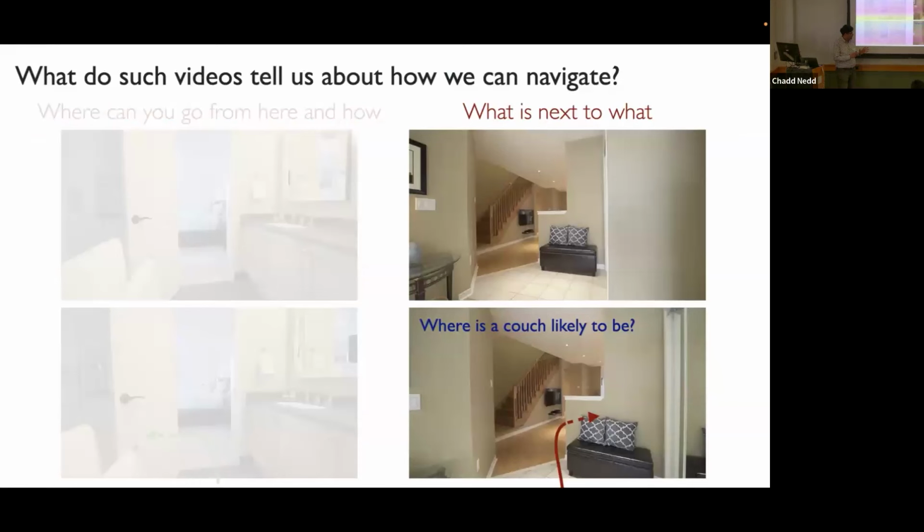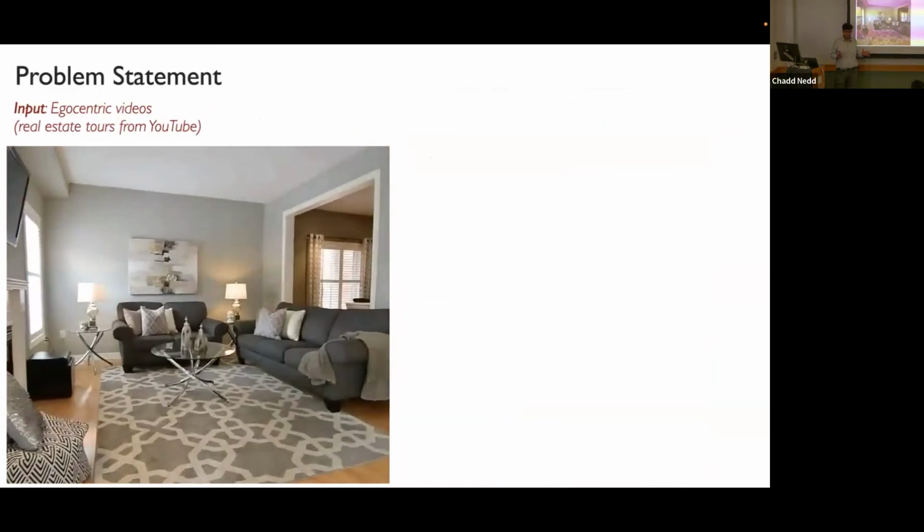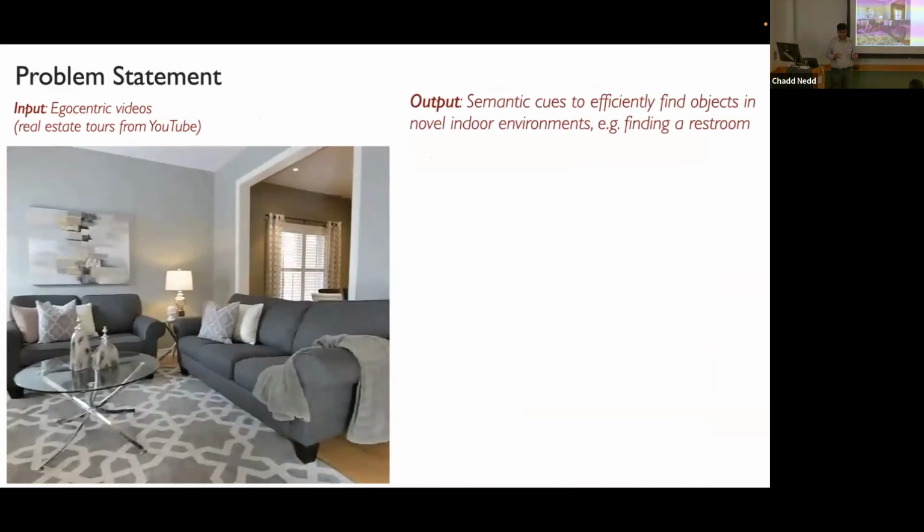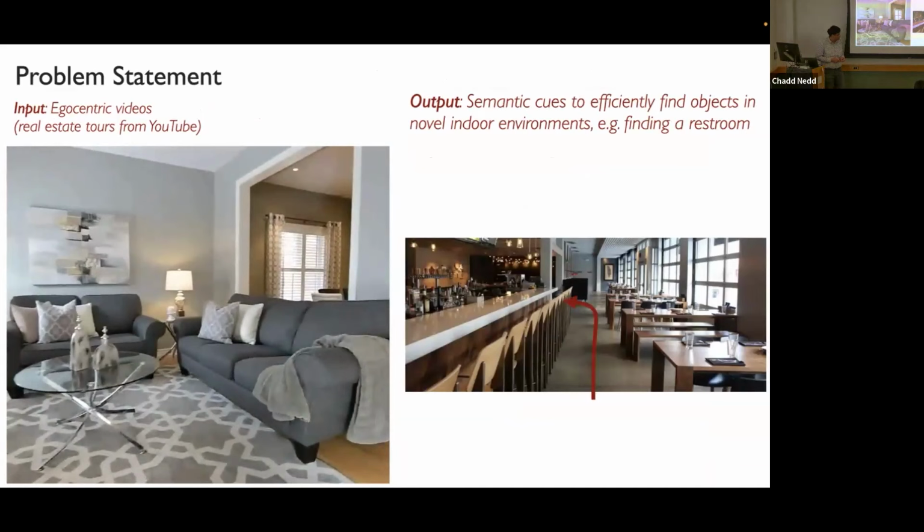Now let me talk about the second aspect, which is, can we also learn semantic priors for environments using videos? This was some other work. And the problem statement is, again, I have egocentric videos of the form I'm showing you here. What I'm trying to learn is essentially semantic cues for efficiently finding objects of interest. So for example, in this case, let's say I'm at this restaurant, and I'm trying to look for a bathroom. Going straight and turning left may be a relevant exploration to do, and that's the kind of semantic cues we want to learn, right?